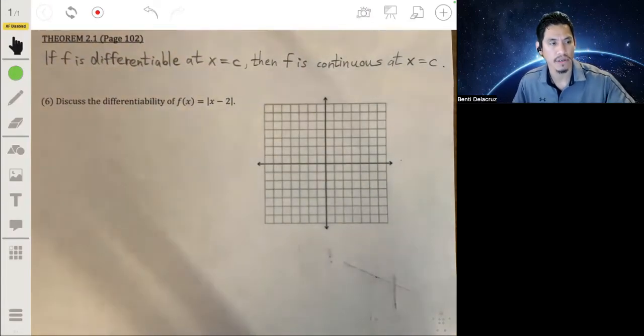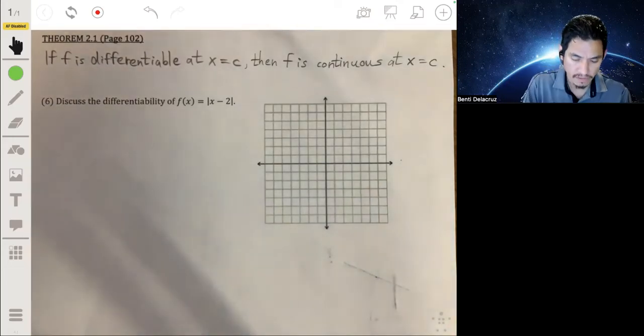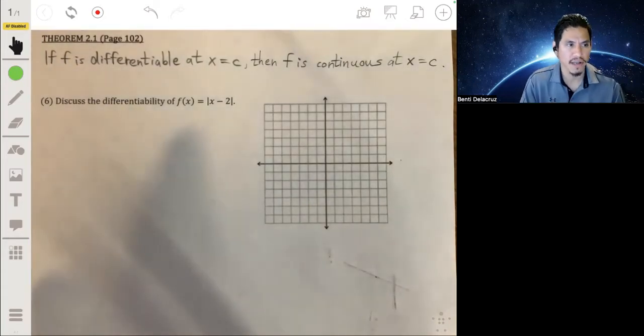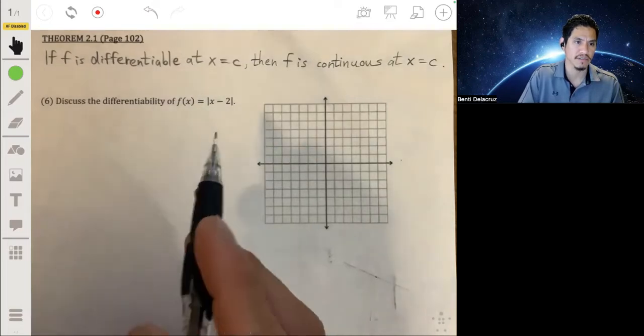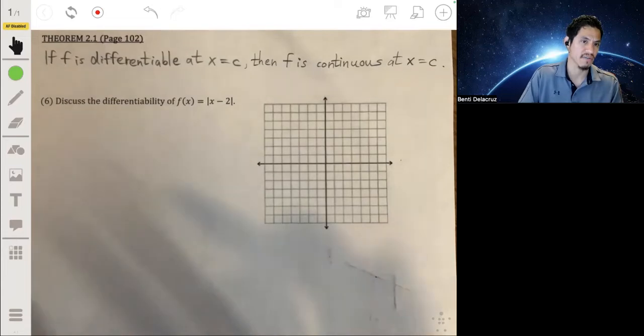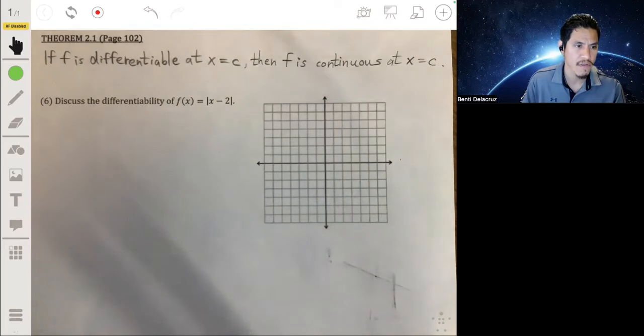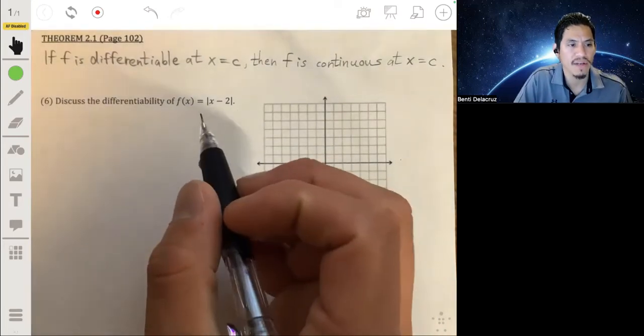All right, so in this video, we're going to look at specific cases where there could be functions that are continuous at points, but they still fail to be differentiable at these points. So this first theorem, or theorem 2.1, says that if you can show that a function is differentiable at a point x equals c, then you could say it's continuous. However, you can't say the opposite. You can't say that if a function is continuous at x equals c, it's differentiable, and we're going to see why in these examples.